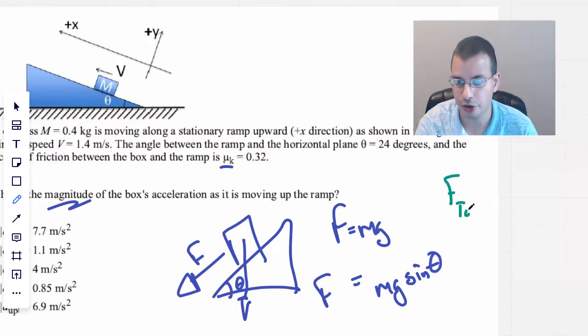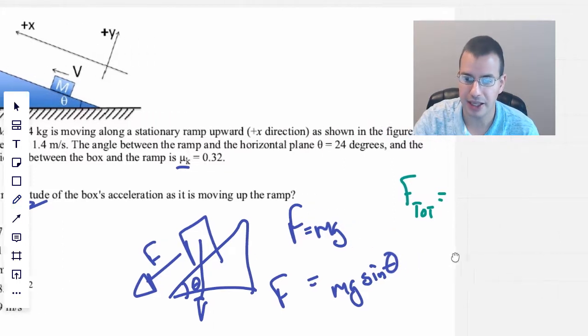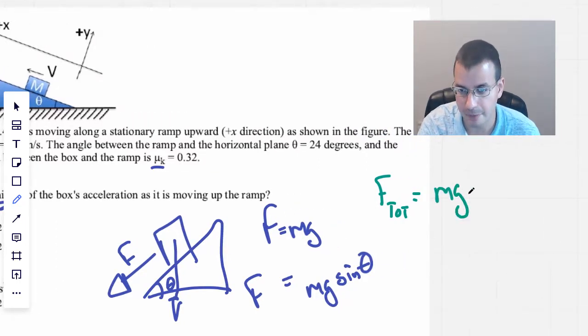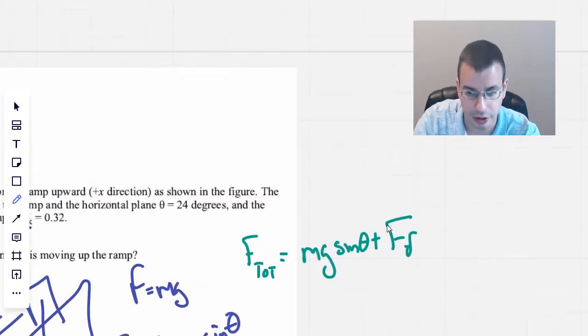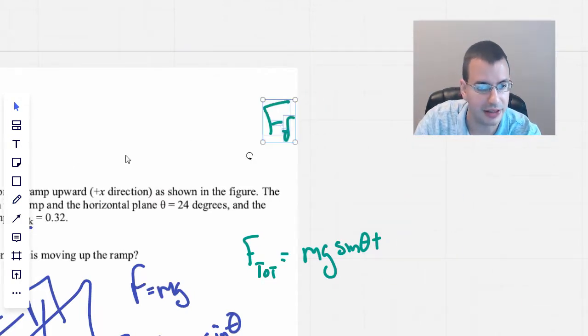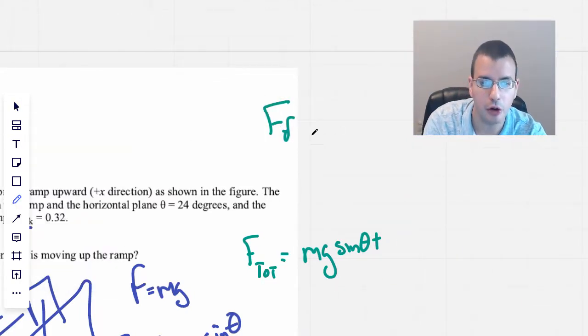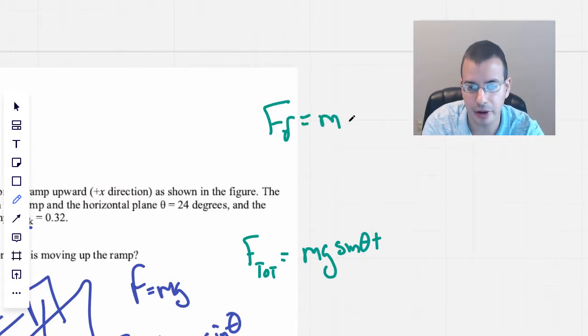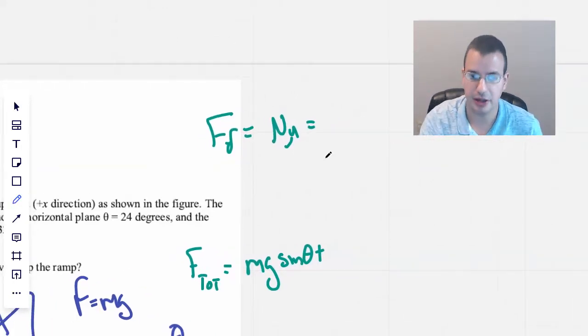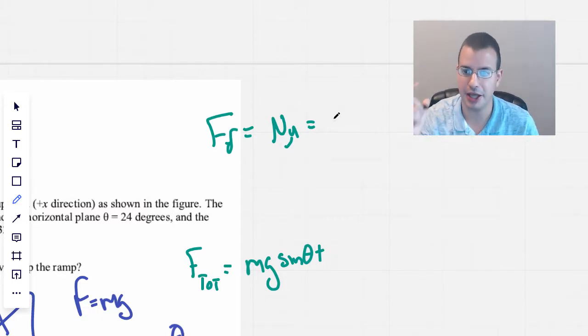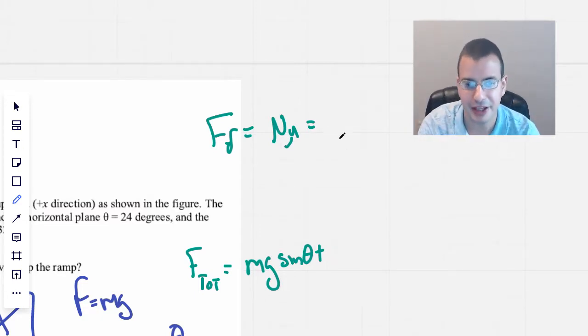So the total force, all the forces added together, will be mg sine theta plus the force of friction. And the force of friction will be, actually I'm going to rewrite it, the normal force times mu. The normal force is normally mass times gravity, but in this case you only want to look at the part that's pushing against the ramp. In this case, that's going to be mg cosine of theta.